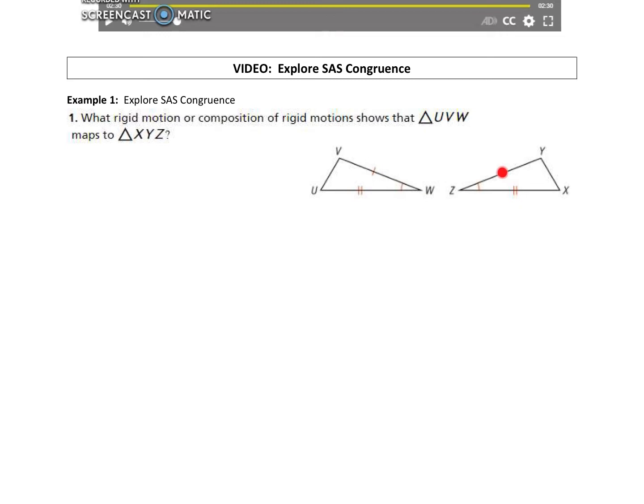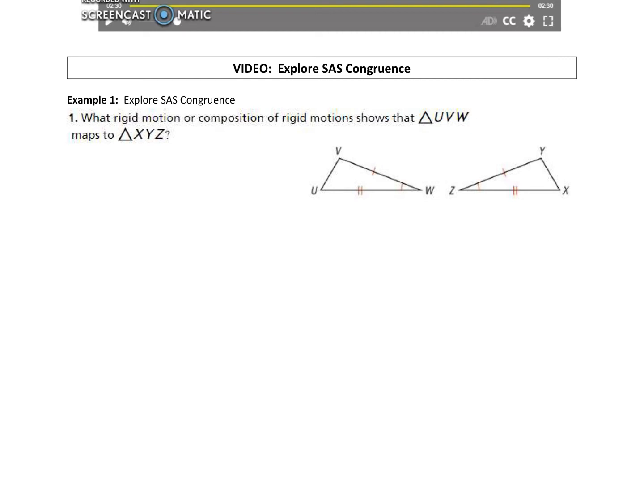So what you notice is you have two sides and the included angle. Included angle is if you were to connect your two congruent sides, it's the angle formed by those two sides. It's included between the two sides. So if you have two sides and an included angle congruent to two sides and an included angle from another triangle, through rigid motions, these two triangles will be congruent.